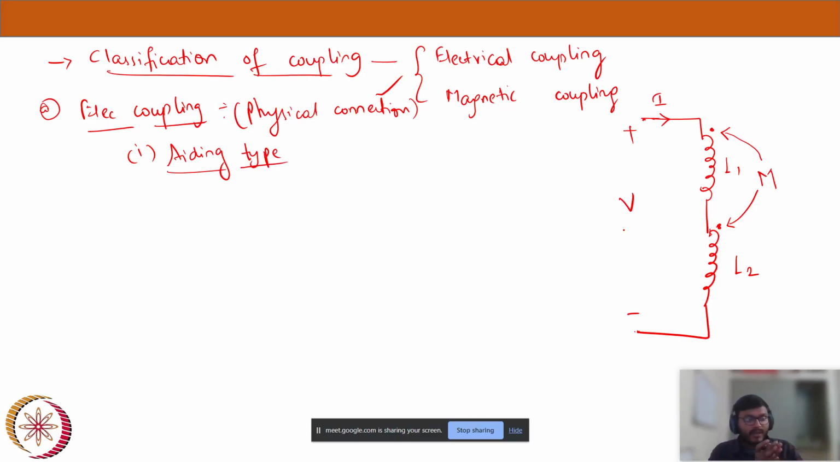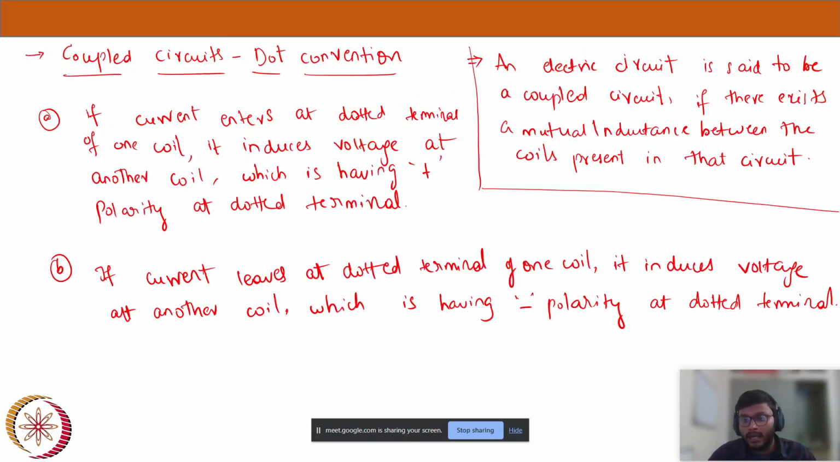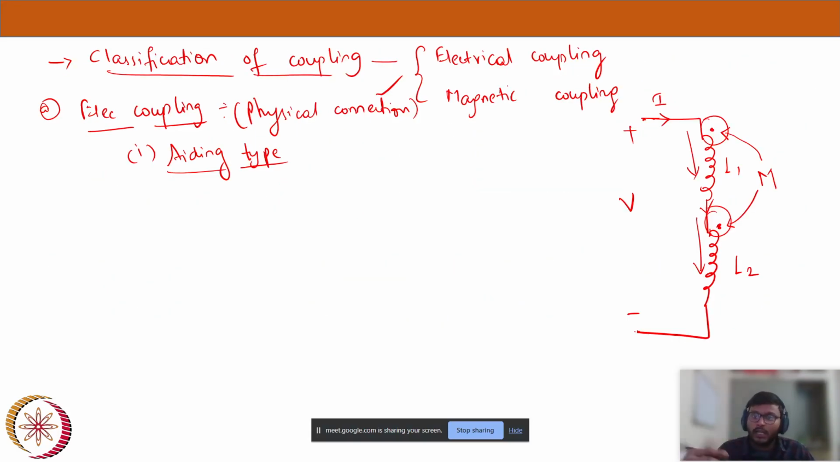Now, in this case, you can see that the current is entering at the dotted terminals of each inductor. This is the direction of the current. At this instant, the current is entering the dotted terminal. For coil 2 also, the current is entering at the dotted terminal. Now, what we have written earlier, read the first point: if current enters at the dotted terminal of one coil, it will induce a voltage in the other coil which has positive polarity at the dotted terminal. That's how it mutually induces the voltage.